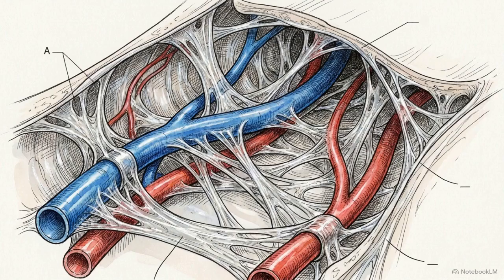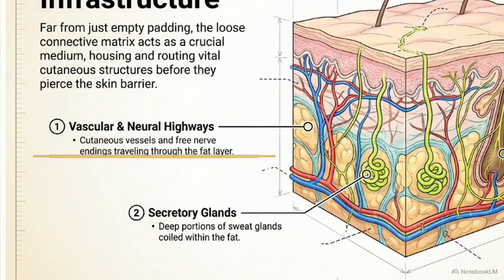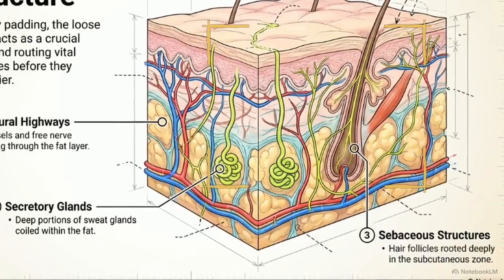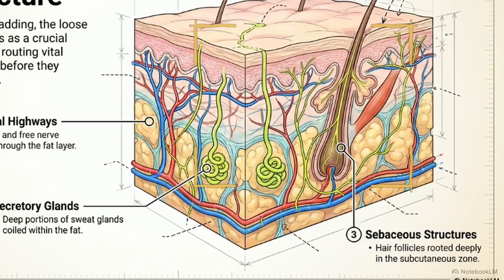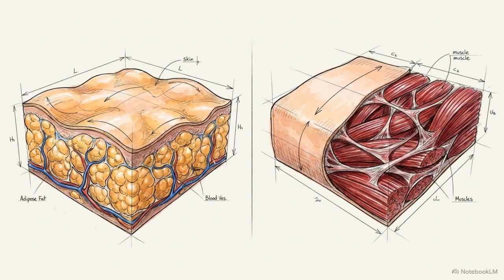This loose web is a crucial transit zone for biological infrastructure. Cutaneous blood vessels and free nerve endings must route safely through this fatty matrix before they can pierce the skin barrier. Complex secretory structures, such as sweat glands and deep hair follicles, utilize this subcutaneous zone for secure anchoring. The superficial fascia is highly adaptable, altering its rules in specific regions to accommodate unique biological needs.